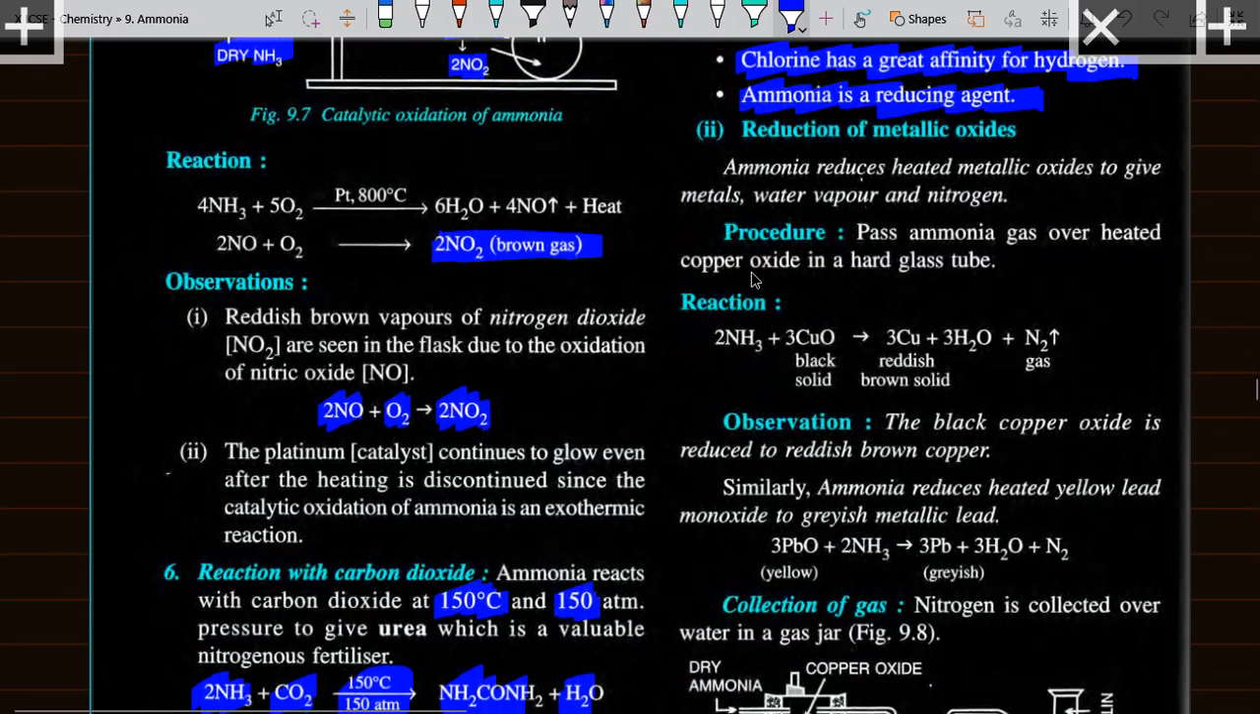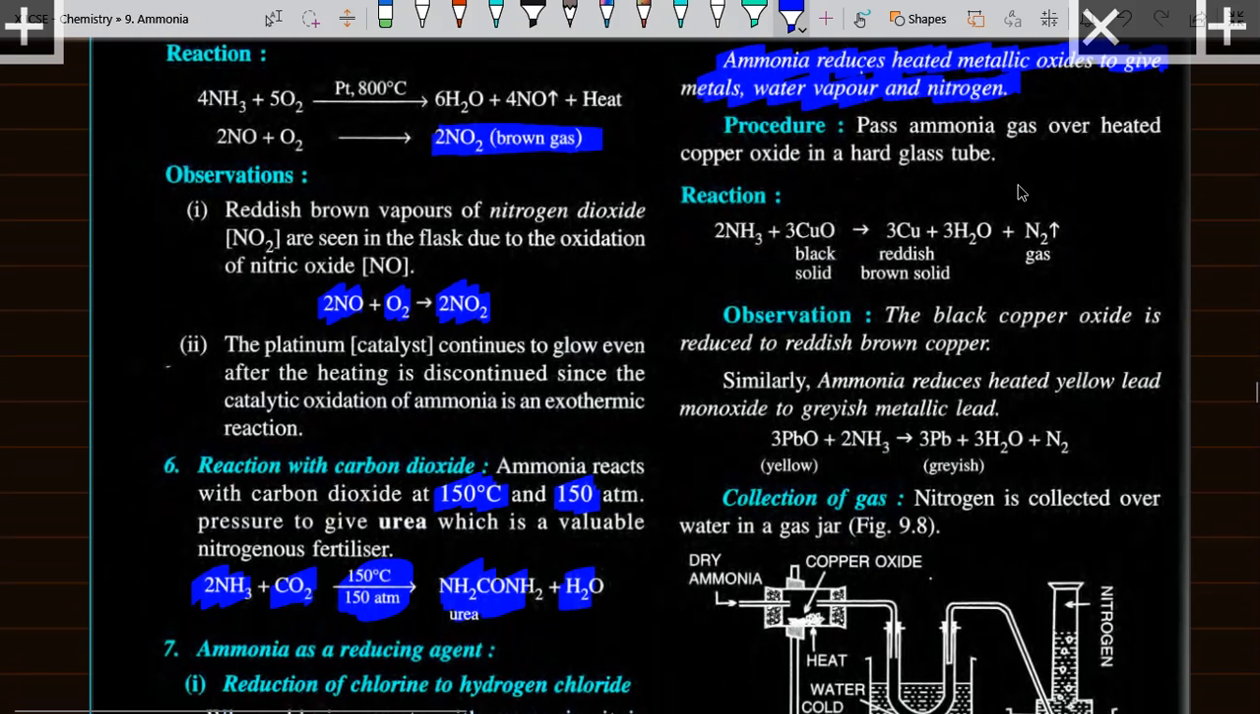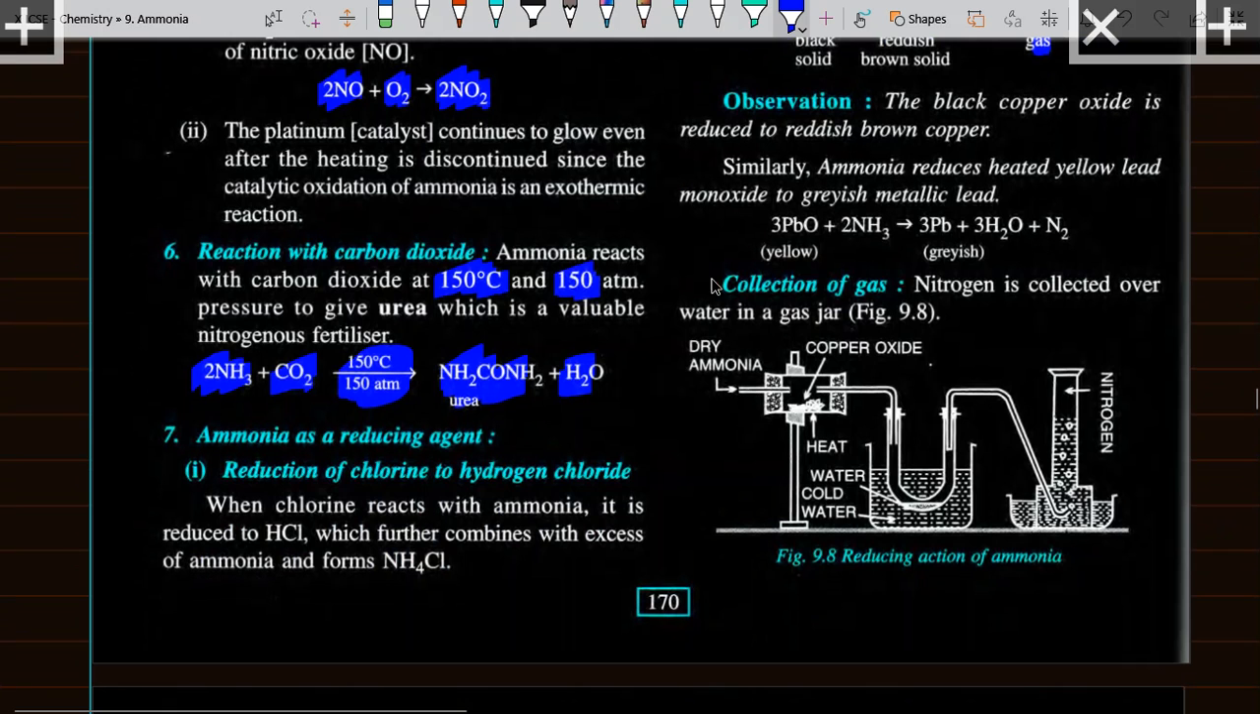Reduction of metallic oxides. Ammonia reduces heated metallic oxide to give metals, water vapor, and nitrogen. Pass ammonia gas over heated copper oxide in a hard glass tube. You will get copper, and water vapor plus nitrogen gas will be evolved. The black copper oxide is reduced to reddish brown copper. Similarly, ammonia reduces heated yellow lead monoxide to grayish metallic lead. Same kind of reaction.